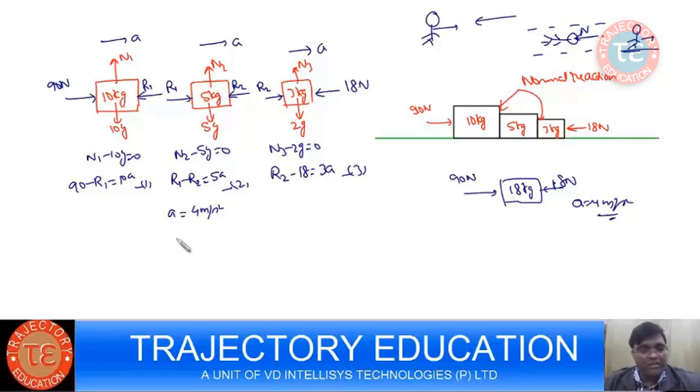If I put this 4 meters per second square over here, what's R2? R2 is 12 plus 18, that is 30 Newton. If I put a over here, R1 is going to be 50 Newton, right? So these are the forces acting on these three masses. That is our normal reaction. That is all about normal reaction. Normal reaction acts in the direction opposite to the direction in which motion is constrained.